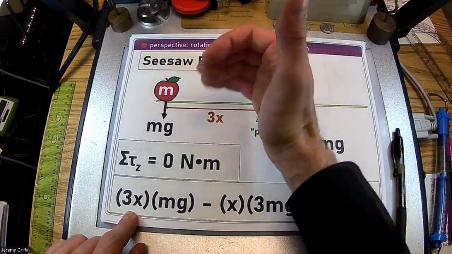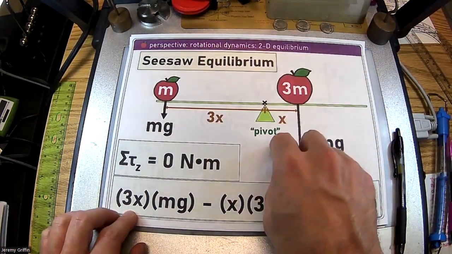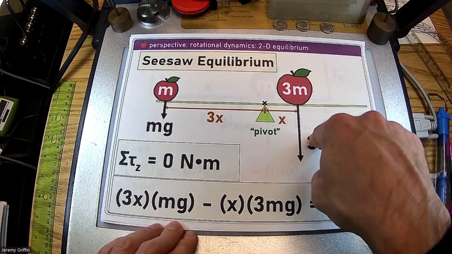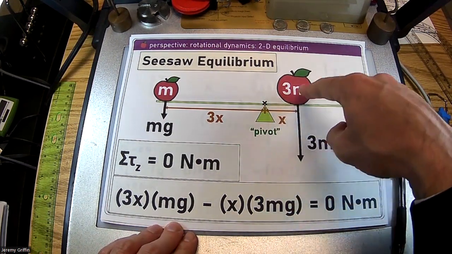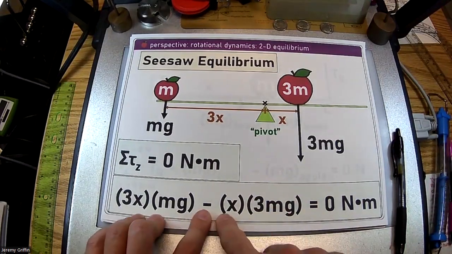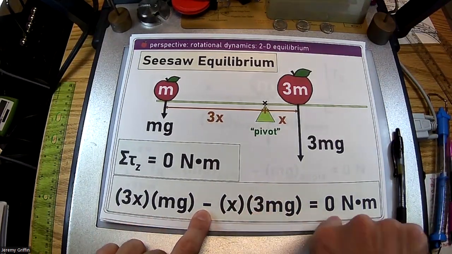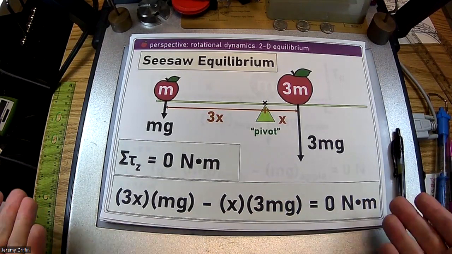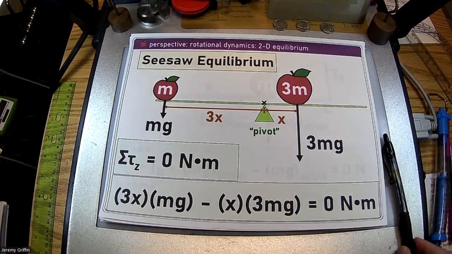That looks like it's going counterclockwise, right? That needs to balance out with this clockwise torque over here. The radius is x and the force is 3 mg. So I put a minus because it's clockwise, and that needs to zero out. Well, I obviously set it up to zero out. You see that, right?